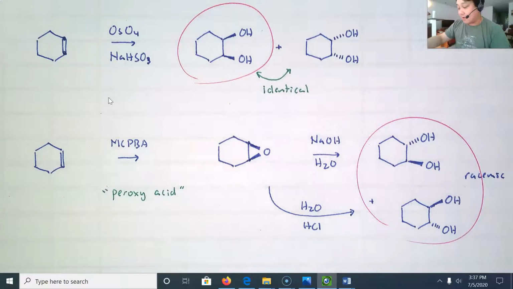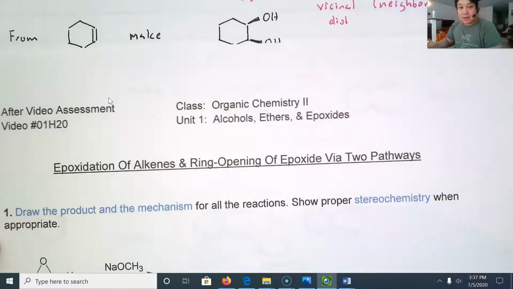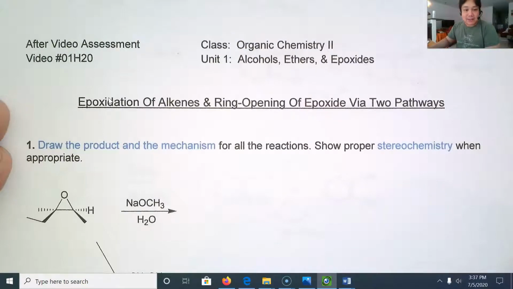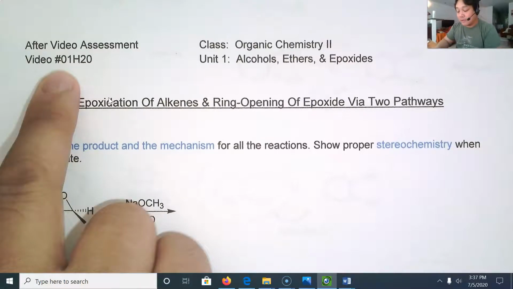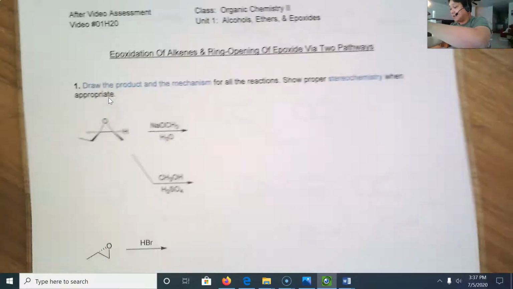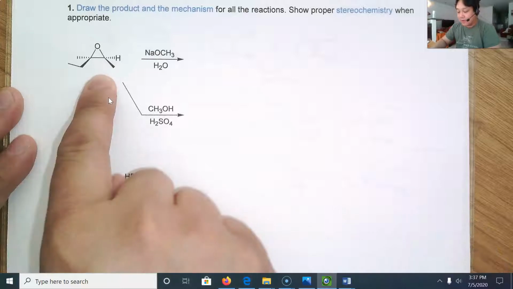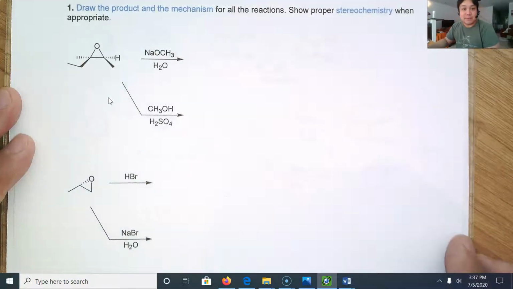Now, I don't normally do this, but in the previous video, I made a practice sheet for my class, and really the only problem on this practice sheet is the two problems that I gave at the end of this video, 01H20. Let me zoom out so we can see those two problems. And technically there are four. Okay, one, two different ways, and take this epoxide and react it two different ways.